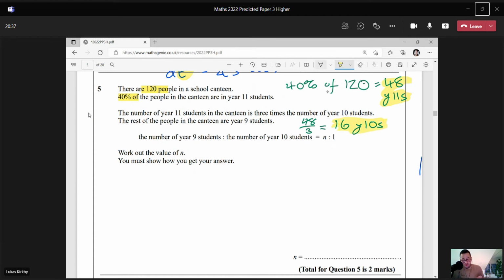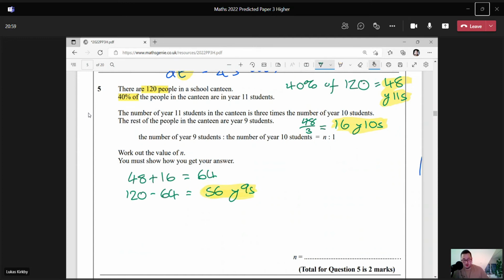Then it says the rest of the people in the canteen are year 9 students. So we've got 48 plus 16 already, which is 64. And then to figure out how many are left, we're going to do 120 minus 64, which is 56, and that is year 9s. Okay, and we'll highlight that because that's a good result.